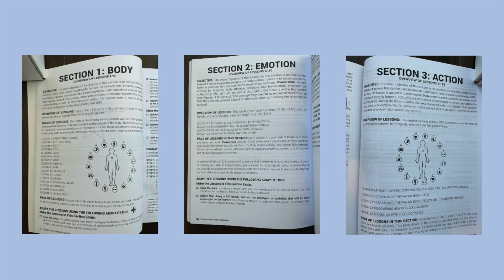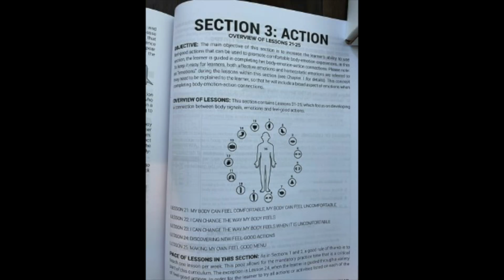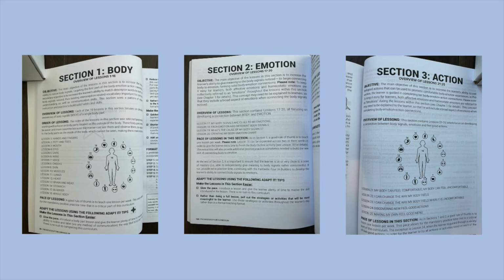The Interoception Curriculum is divided into 3 sections. Section 1, Body, Section 2, Emotion, and Section 3, Action. This framework is quite different than many other approaches for supporting alexithymia, emotion awareness, and emotion regulation, given that it starts at the body first.